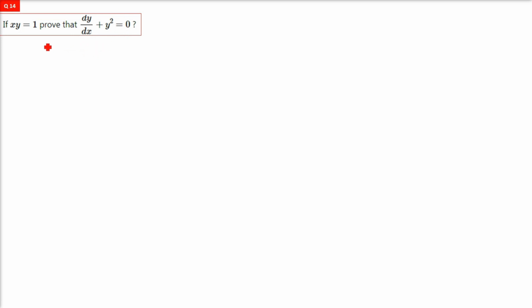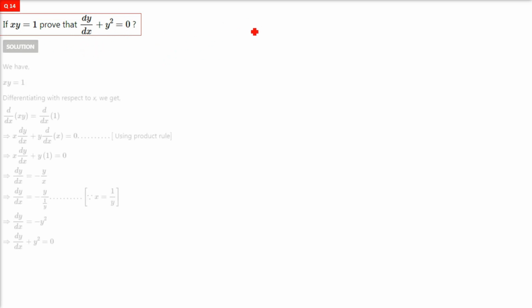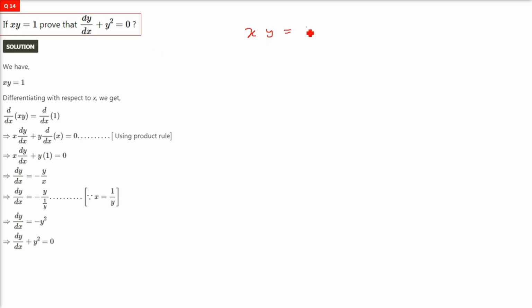xy is equal to 1. We have to prove that dy by dx plus y square is equal to 0. So xy is equal to 1. Differentiate with respect to x. I am applying the product rule. x d by dx of y plus y d by dx of x, which is 1. I am not writing it. Is equal to 0. d by dx of a constant is always 0.